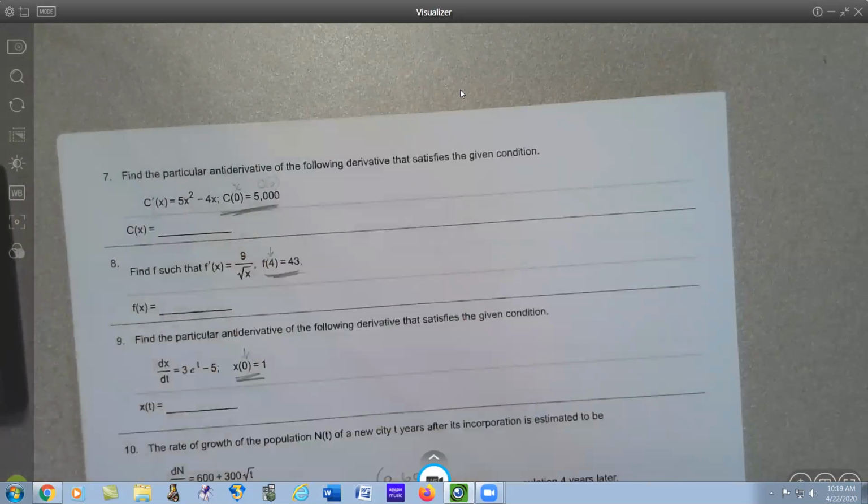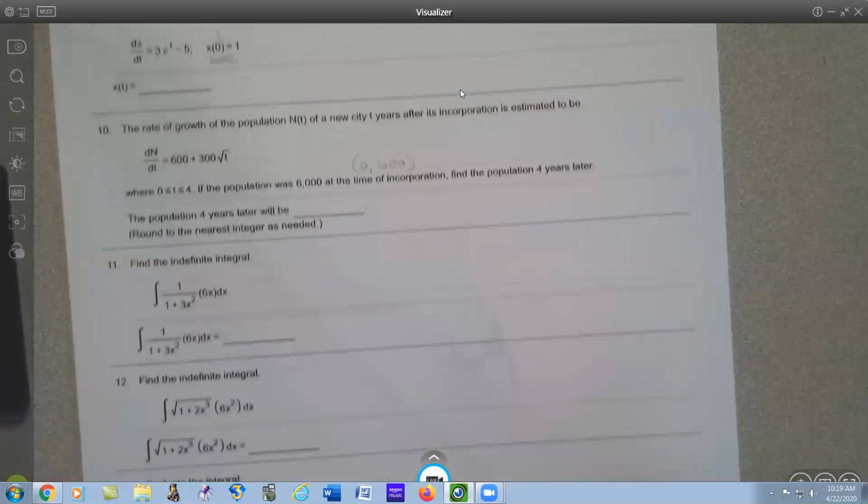Are those okay? Yeah. So you're not going to have 4 on the test. More than likely, you'll have just 1, where you'll have to find what the constant of integration is.